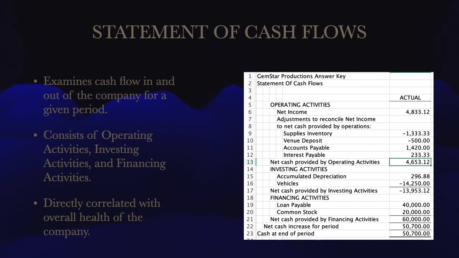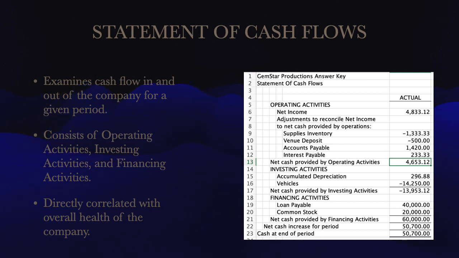To save time, I will cover one part for this section and future sections. So let's take a look at our venue deposit, which is showing a value of negative $500. This is because we spent $500 of our own money to reserve the soundstage for an event. In all, we ended up with $4,653.12 of cash flow into our company.